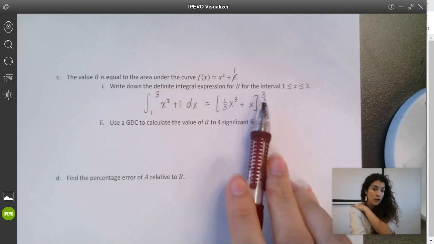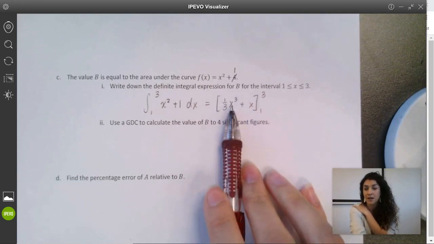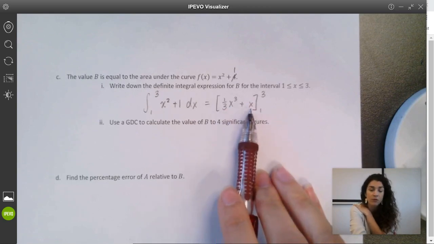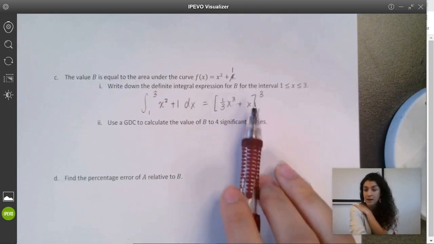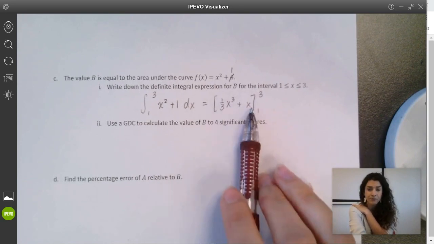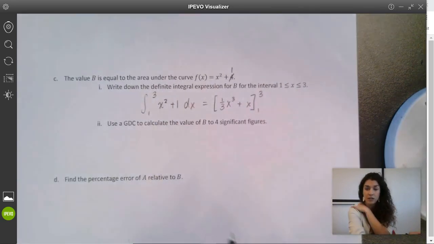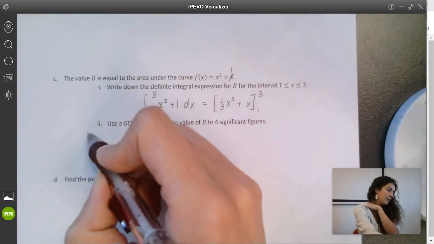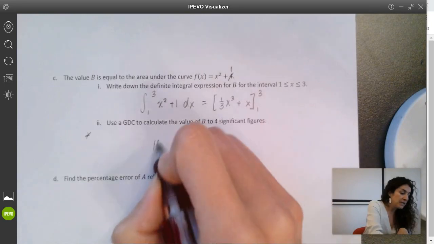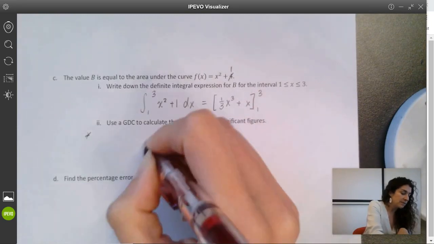Remember that you plug in 3 first. So that would be 27. 3 cubed is 27. A third of that would be 9, plus 3 would be 12. So you'd be 12 minus, and then you would subtract out what happens when you plug in 1. Or you can just use your integral values on your calculator. Either way, 4 significant figures would be 10.67.